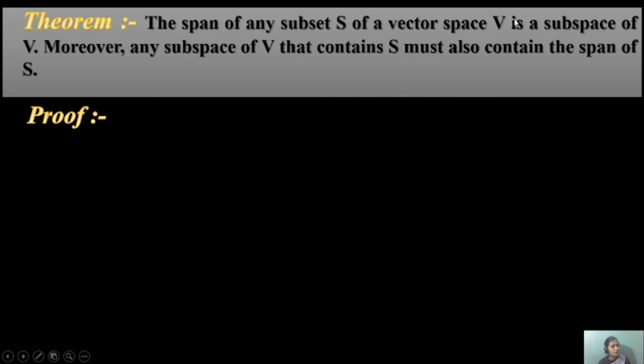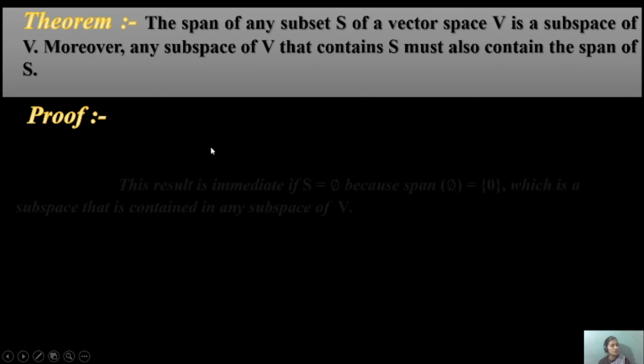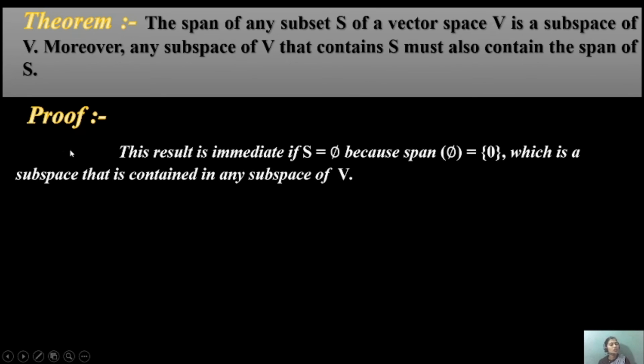V is a vector space generated by S. Any subspace of V that contains S also contains the span of S. Okay, what is the proof? This result is immediate if S equals the empty set, because the span of the empty set equals {0} by definition, which is also a subspace contained in any subspace of V.